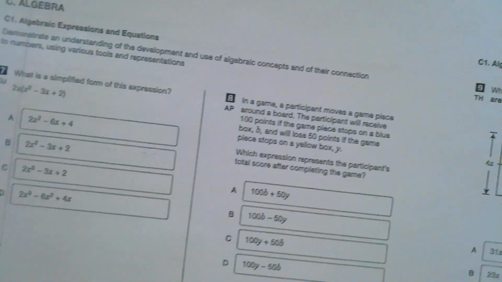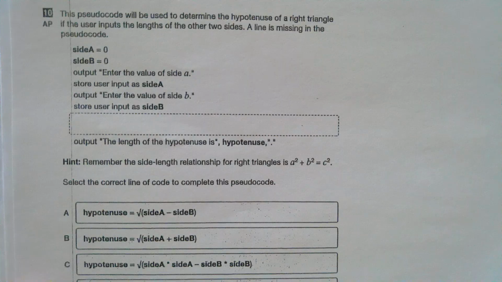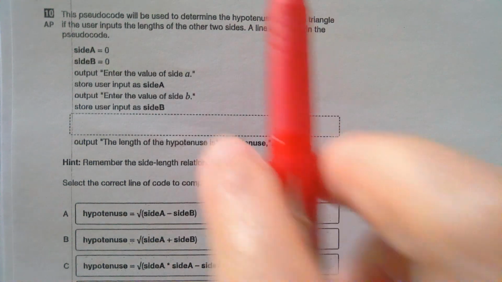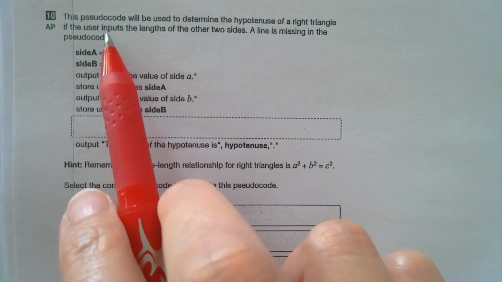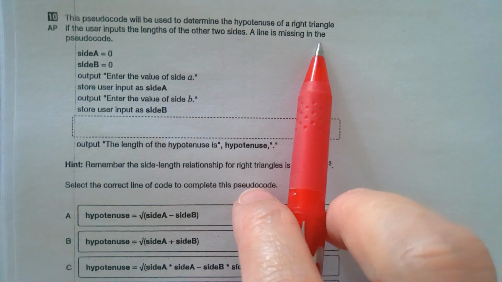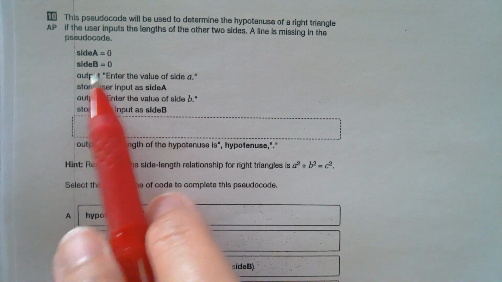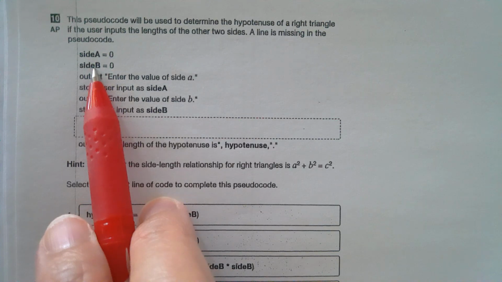Any from the 2024 set? Number 12? Page 12. Oh, another coding. Okay. So this is page 12, number 10. It will be used to determine the hypotenuse of a right angle triangle. If the user inputs the length of the two sides, a line is missing in the code. Okay, so side A is 0, side B is 0.